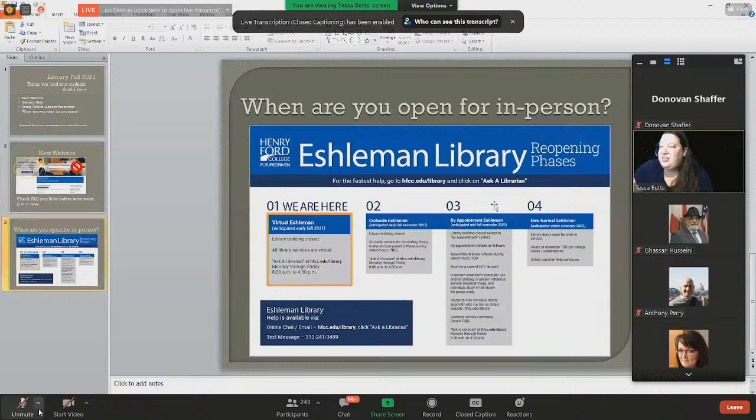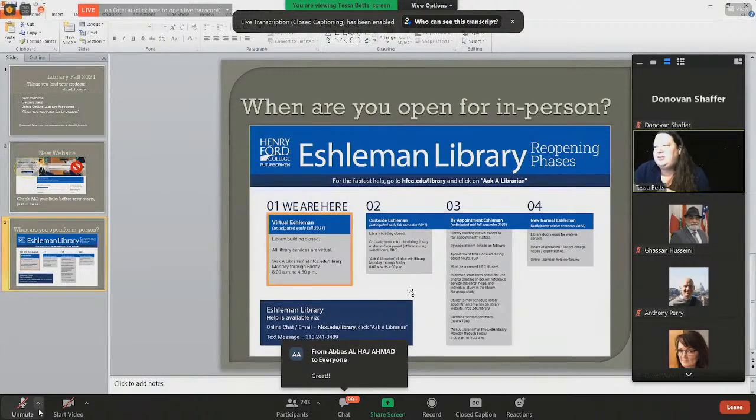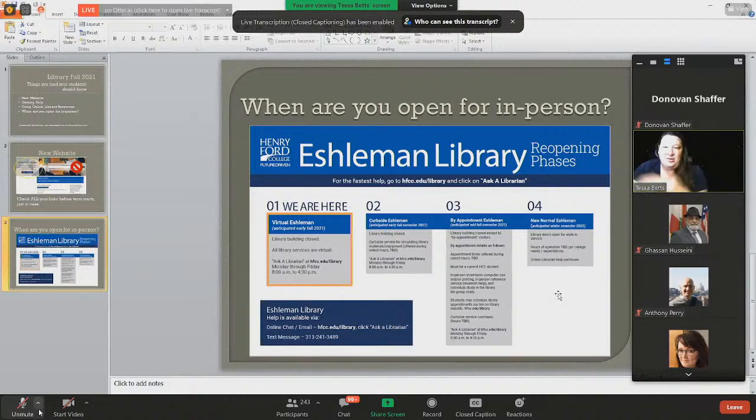So there will be a way to set up your appointment. You have to be a current HFC student when we get to that phase. We're not going to be letting the general public in at that phase. But if you need to come in and print something, or you want to come talk to a librarian in person, we can do appointments. And finally, phase 4 is just the new normal and the library is open for all the things again.